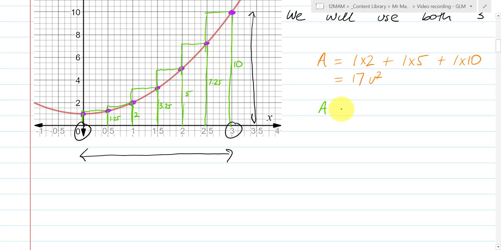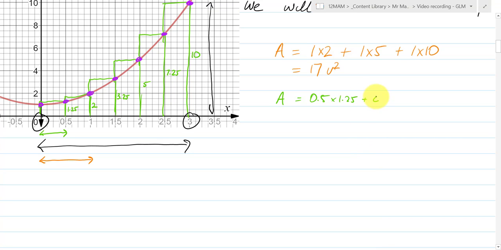And the area approximation for the 6 strips is 0.5 because the width now is not 1. The width is now 0.5 for each rectangle, whereas earlier in orange, the width was 1. So we get 0.5 times 1.25, and then we have 0.5 times 2 plus 0.5 times 3.25 plus 0.5 times 5 plus 0.5 times 7.25 plus 0.5 times 10. And this approximation, excuse the writing, it's a bit messy.